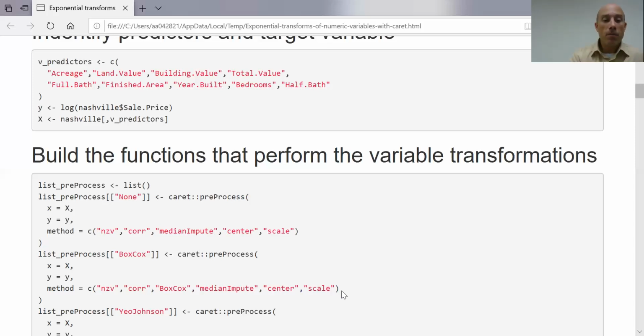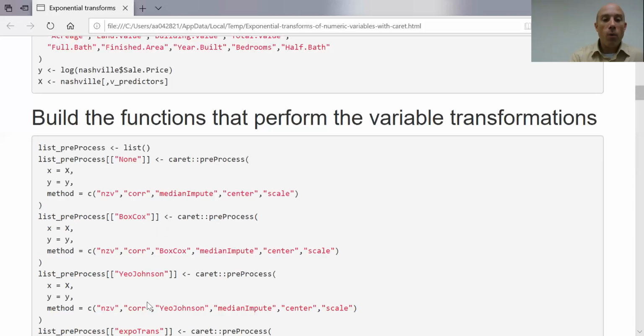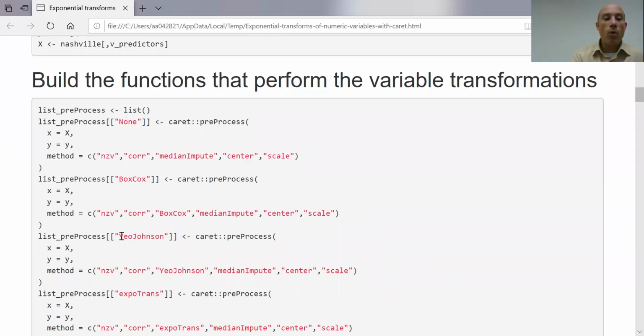But I'm not asking that, so it's not going to do it. Now on the next function, which I'm going to call Yeo-Johnson, I'm going to include that transformation in the flow. And notice where it is, once again, it's between the correlation filter and imputation. And then the next function we're going to define is the exponential transform.